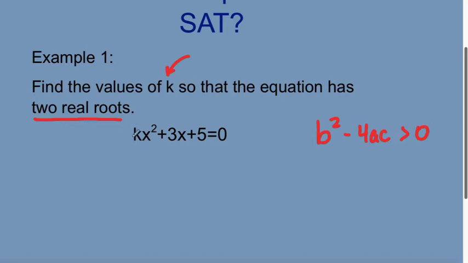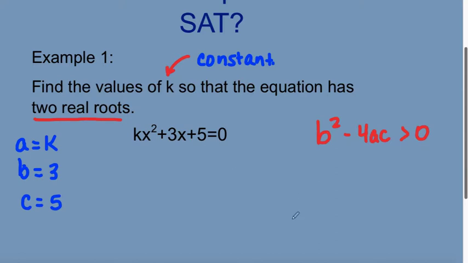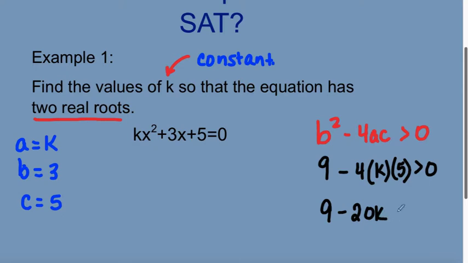All right, so now I can identify my a, b, and my c. So a is k in this case, okay? b is 3, and c is 5. Now, normally they're going to tell you k is a constant, which tells me it's a number. Okay? All right, so then I'm going to take these values and I can plug them right into this inequality. So b squared, so 9, minus 4 times k times 5. I need it to be greater than 0. All right, so 9 minus 20k has to be greater than 0.